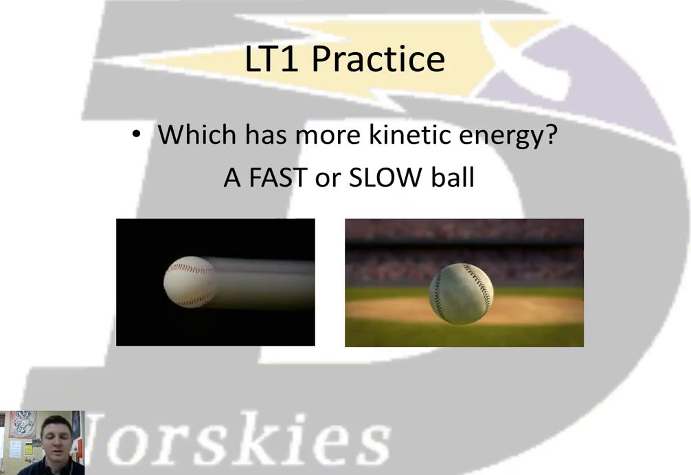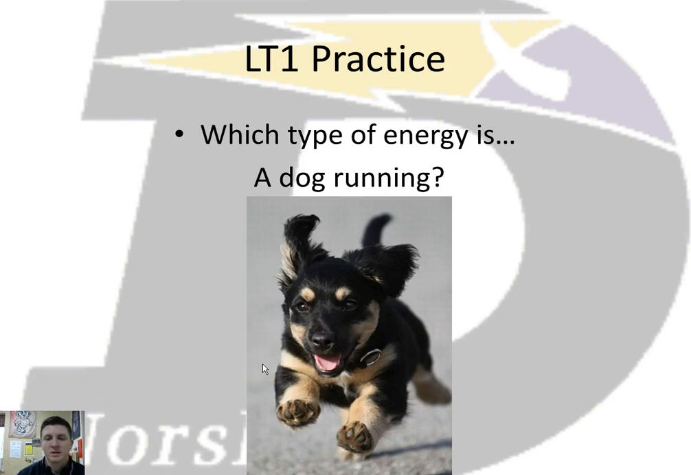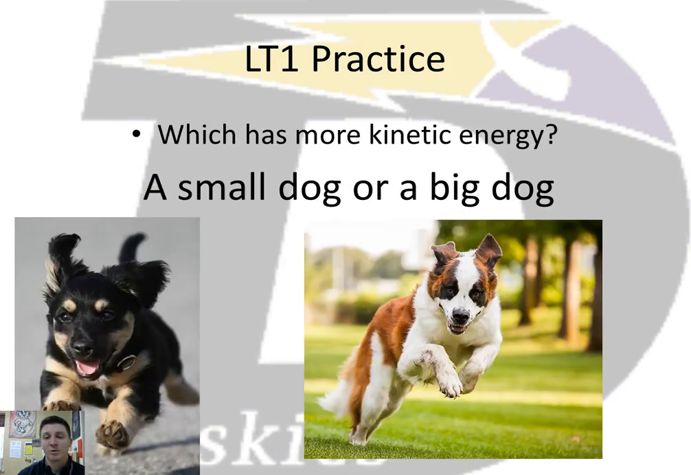Which one has more kinetic energy, a fast or slow ball? It is obviously the faster moving ball, the one on the left. Dog running. Would be obviously kinetic energy, and some would argue, well, the dog needs food, fuel to run, needs energy to run, so that would be chemical potential as well. Which has more kinetic energy in this case, a big or a small dog? It would be probably the big dog, just due to its overall mass, assuming that they're going the same speed.